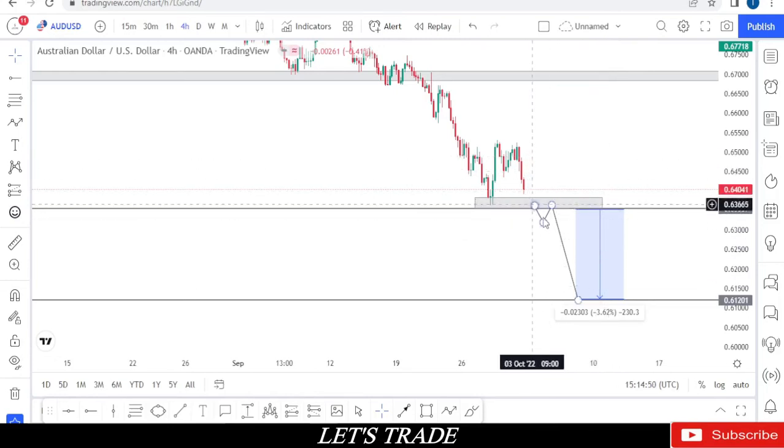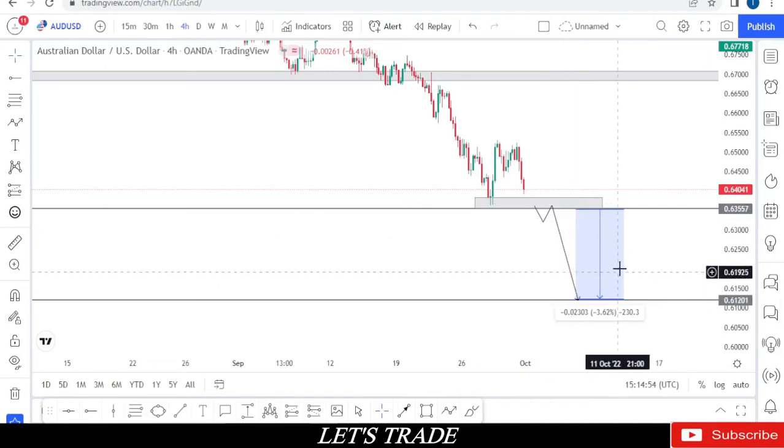But for now, I'll be expecting a break and retest of this zone, then for price to sell to the downside here, which is going to give us 230 pips to the downside. That's huge, right?